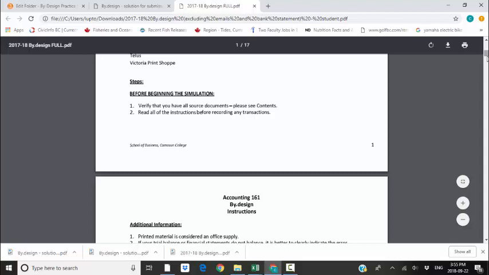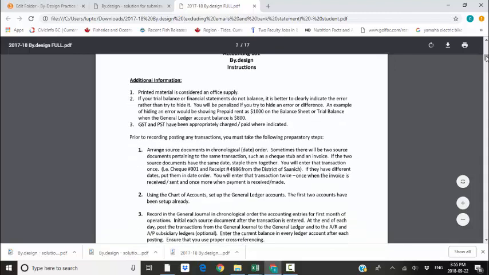Read all the instructions before recording any transactions. Now, I may not do that because I want to help you get started. And I may curse myself and have to go back and start all over again. Now, some things we need to know. Any printed material you get is considered an office supply. So there'll be some questions. You're going to get some business cards. What are they? Well, that tells you.